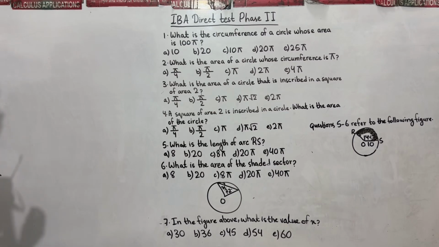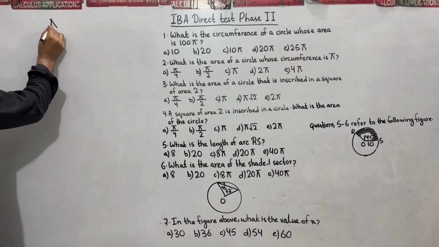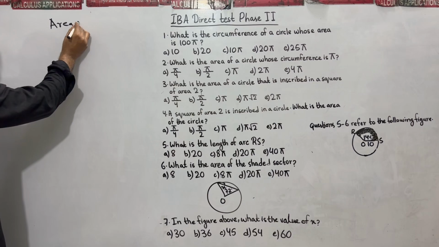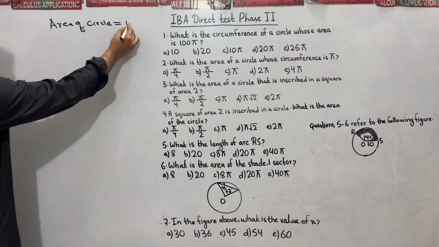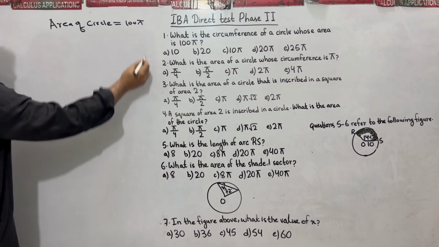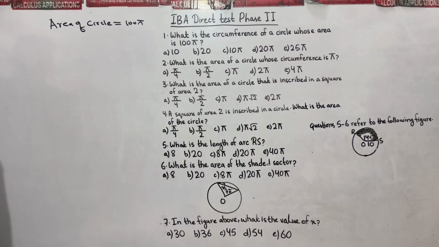What is the circumference of a circle whose area is 100 pi? The area of the circle is given to us as 100 pi, and we have to find the circumference.